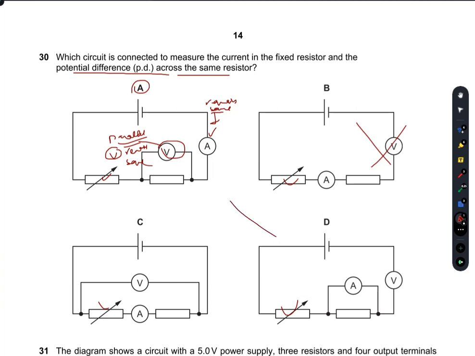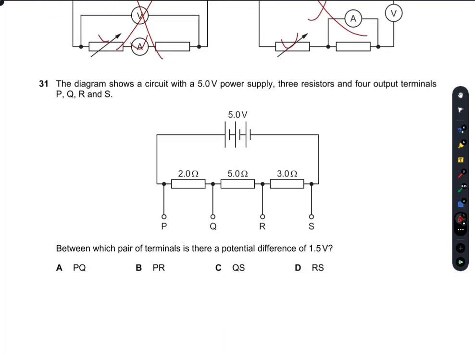In D, this is the converse of A. This is incorrect. In C, the voltmeter is connected to both the fixed resistor and the thermistor. So C is also incorrect, whereas the ammeter is connected correctly, so the voltmeter is wrongly attached here. So only A is true. A is your right answer.